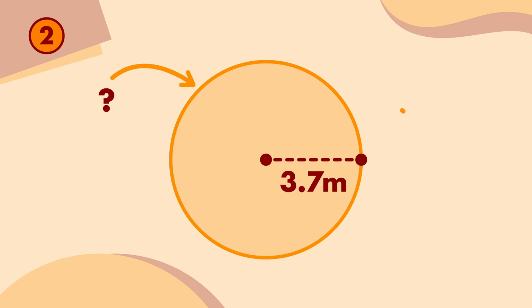Great! Here's the next one. My measuring staff tells me that its radius is 3.7 metres. What is its circumference and area equal to?